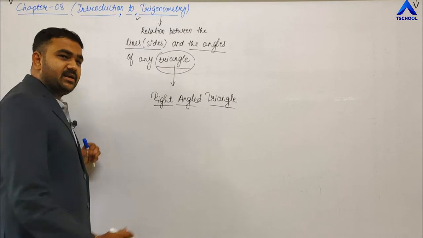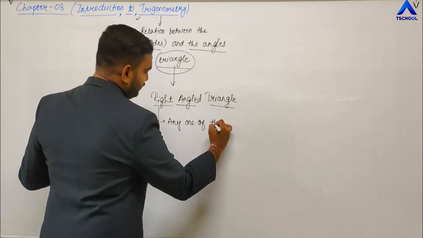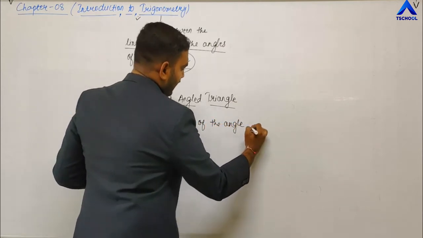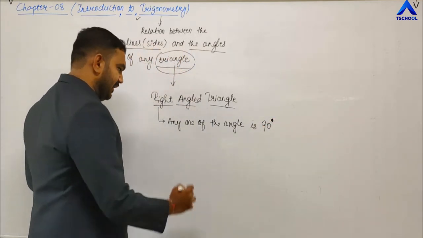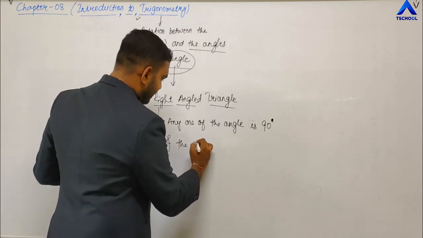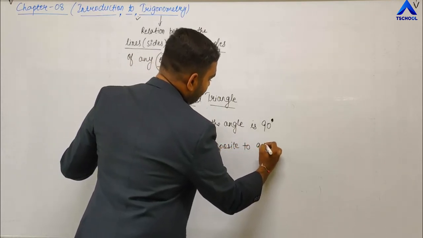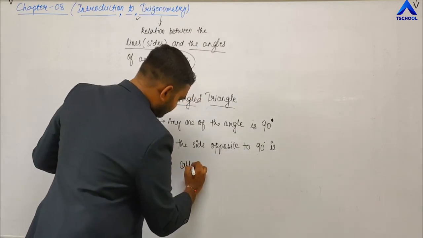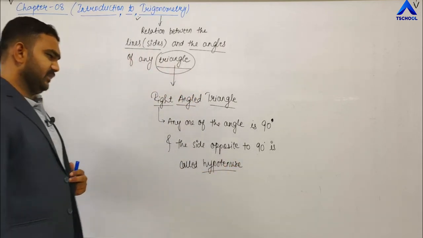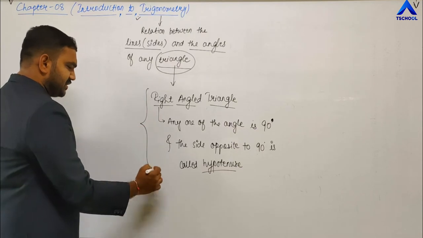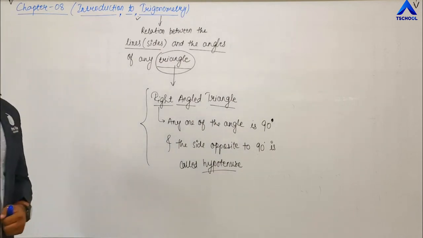Now you must know what a right angled triangle is. That means any one of the angles is 90 degrees, and that is called a right angled triangle, and the side opposite to 90 degrees is called the hypotenuse, right? So this is the basic description of a right angled triangle: any one of the angles is 90 degrees and the side opposite to the 90 degrees is known as the hypotenuse.